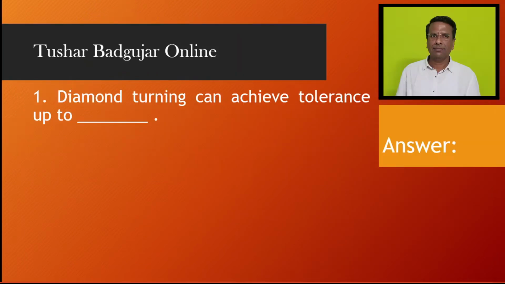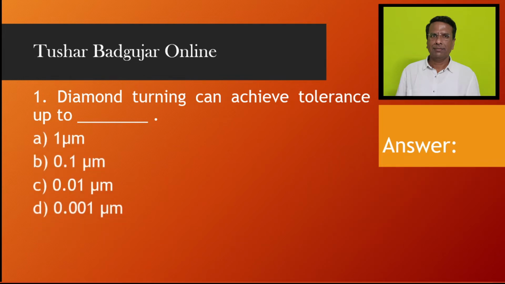Diamond turning can achieve tolerance up to 1 micron, 0.1 micron, 0.01 micron, 0.001 micron. And the answer for this is C, 0.01 micron.